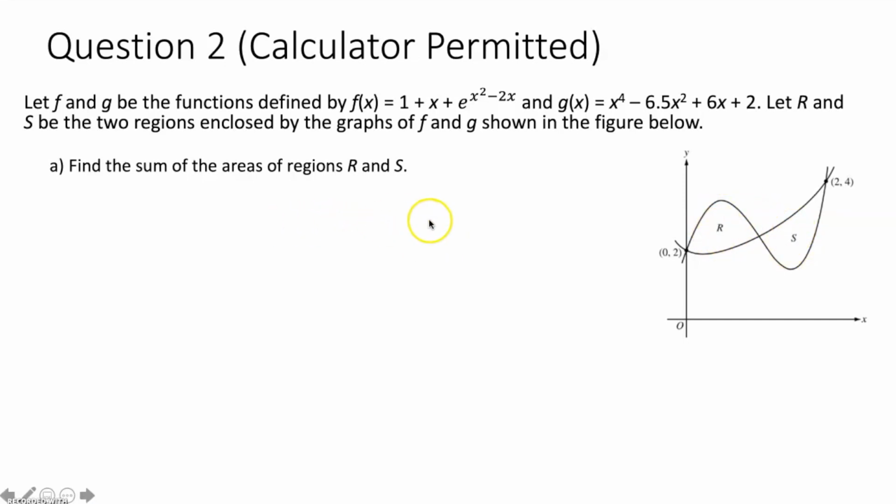So the first step in setting up definite integrals would be to figure out what intervals we are working with. What are going to be the intervals of our given definite integrals? Well, we need to figure out where these two functions intersect.